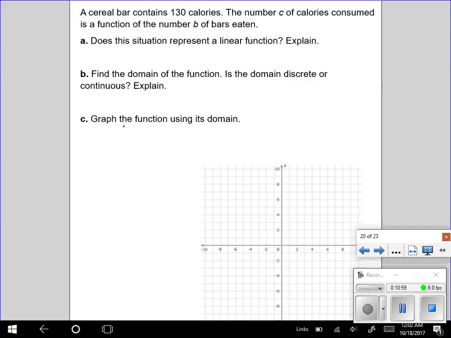But it says a cereal bar contains 130 calories. The number C of calories consumed is a function of the number B of bars eaten. First question is a little different. It says, does this situation represent a linear function? Explain. So if we know that each bar contains 130 calories, and C is a function of the number of bars eaten, every time you eat a bar, how many calories do you have more of? 130. So would that be a function? Well, yes, because it will have a constant rate of change.